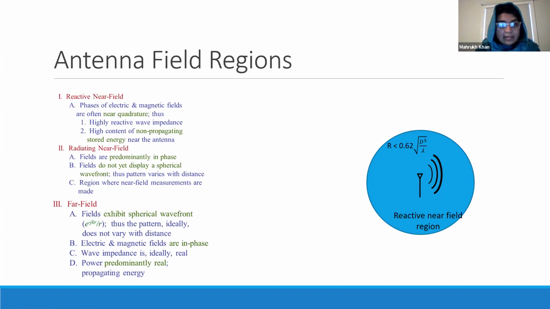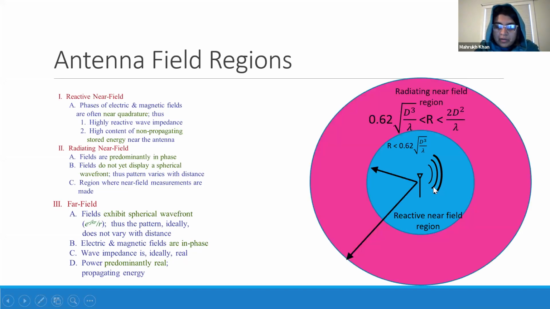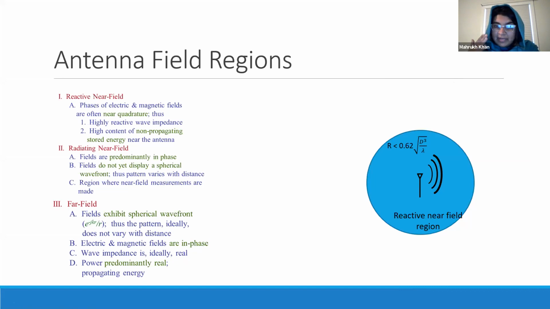How do you define that this region exists? It's a rule of thumb: if your distance R from the antenna is less than 0.62 times the square root of D cubed over lambda, where D is the dimension of the antenna, then you are in the reactive near field region.